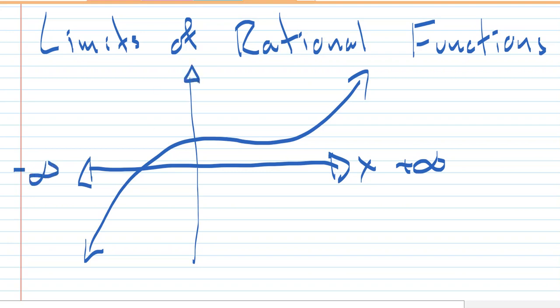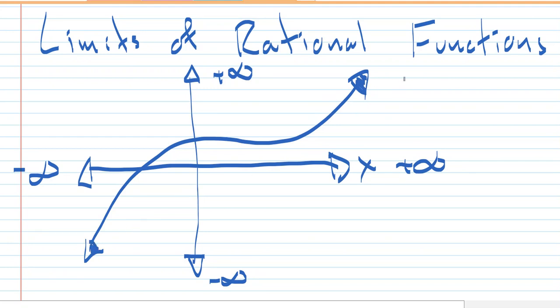On the y-axis, we know that the function values go up and up and up infinitely far towards positive infinity, and the function values go down infinitely far towards negative infinity on the y-axis, or the function value axis. So what we want to know is, what is this graph doing?